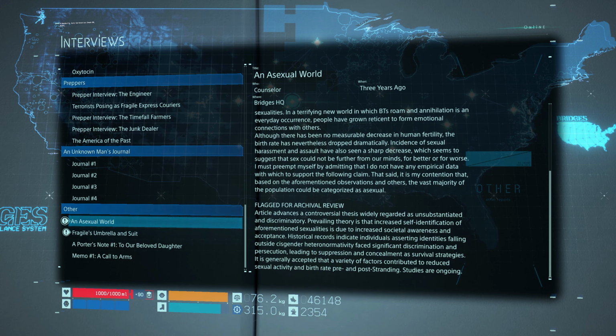I must preempt myself by admitting that I do not have any empirical data with which to support the following claim. That said, it is my contention that based on the aforementioned observations and others, the vast majority of the population could be characterized as asexual.